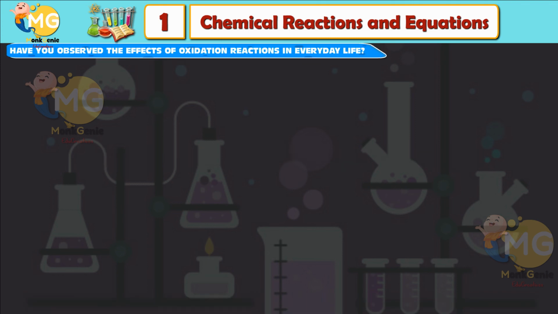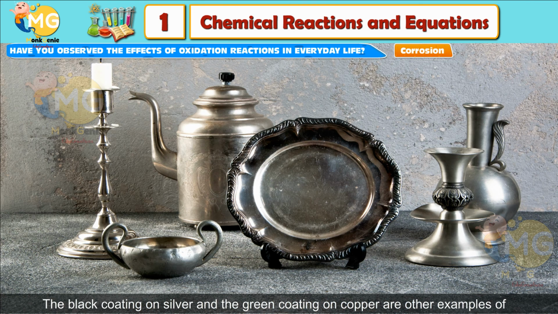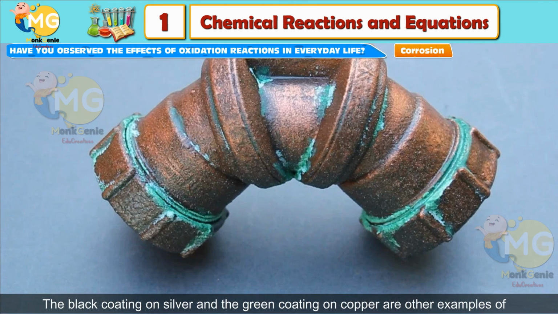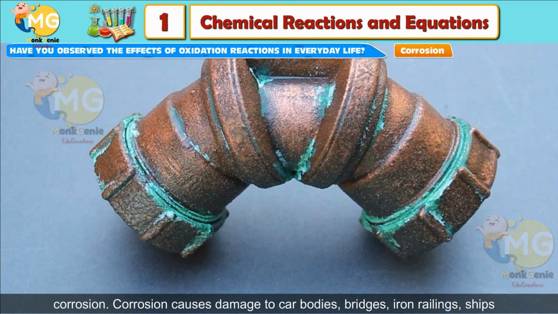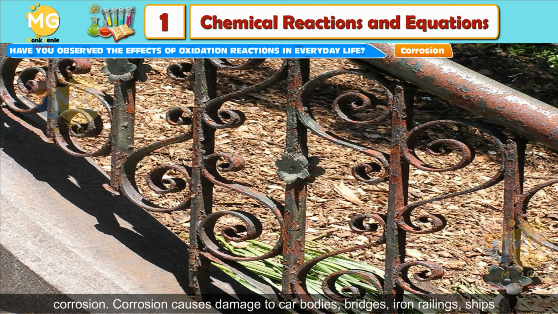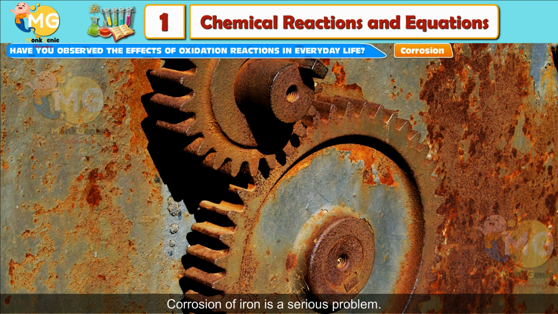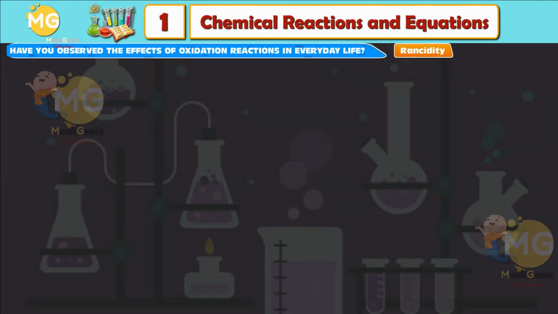Have you observed the effects of oxidation reactions in everyday life? Corrosion. This process is commonly known as rusting of iron. The black coating on silver and the green coating on copper are other examples of corrosion. Corrosion causes damage to car bodies, bridges, iron railings, ships and to all objects made of metals, especially those of iron. Corrosion of iron is a serious problem.